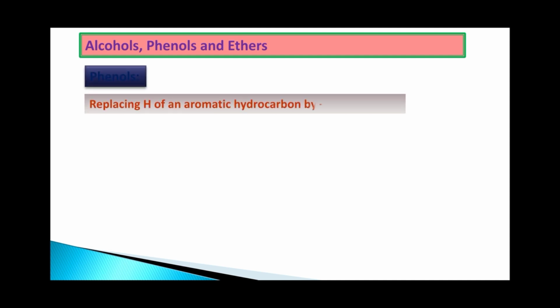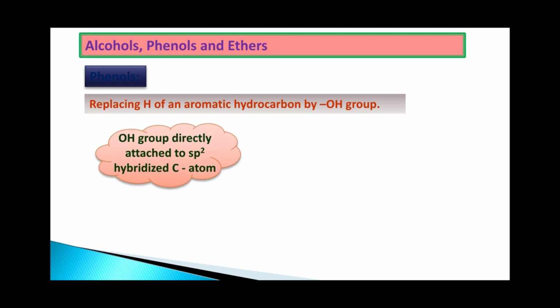As we have seen the definition of phenol in the first class, phenols are the hydroxy derivatives of benzene. That means replacing the hydrogen atom of the aromatic hydrocarbon by an OH group, we are going to get the phenols. So phenols are formed by replacing hydrogen of an aromatic hydrocarbon by an OH group. In this, the OH group is directly attached to an sp2 hybridized carbon atom, but it should be in the aromatic ring only. If it is in the aliphatic, then again we are going to call it an alcohol.